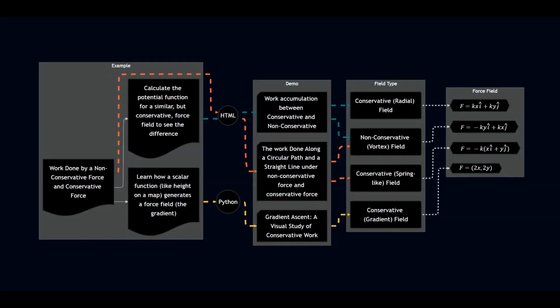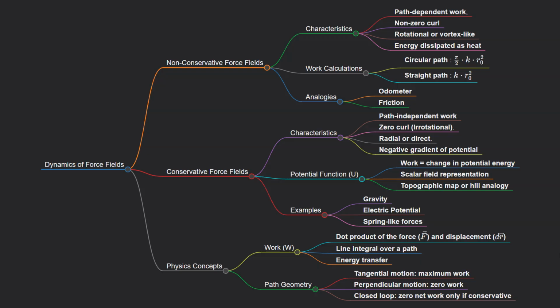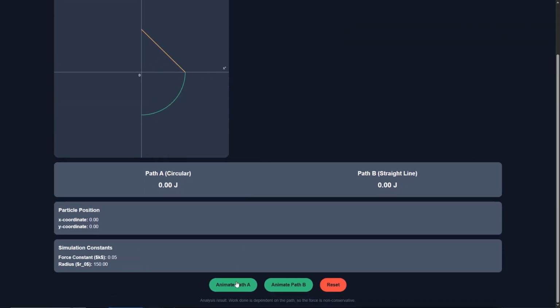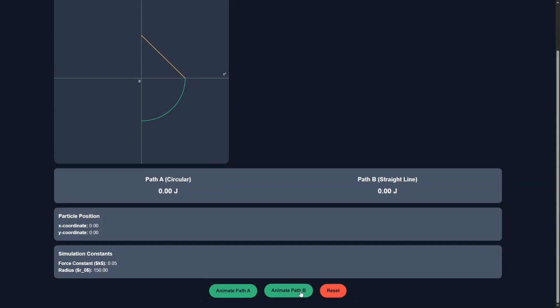At its core, the study of force fields is a study of how energy is transferred to an object as it moves through space, a concept known as work. The sources distinguish between two types of environments: conservative fields, where the journey specifics do not matter, and non-conservative fields, where the path taken dictates everything. The nature of conservative fields.